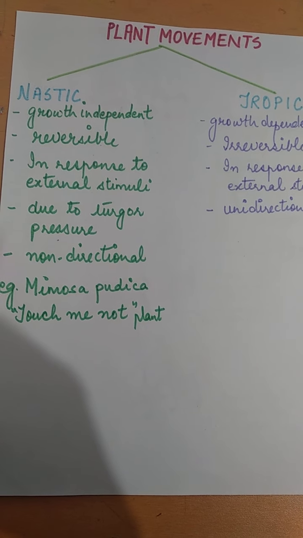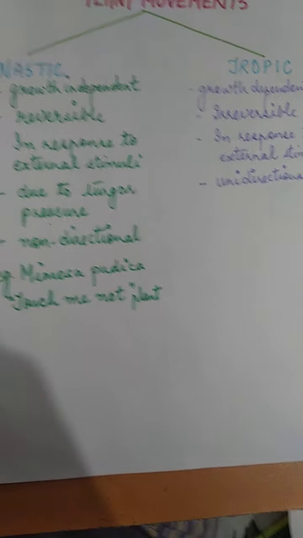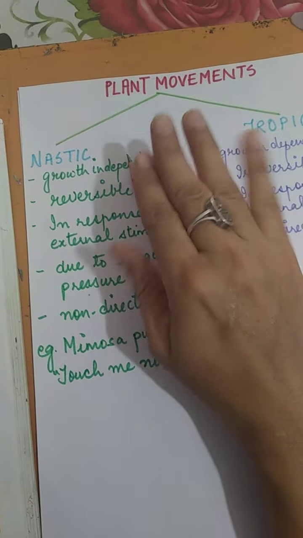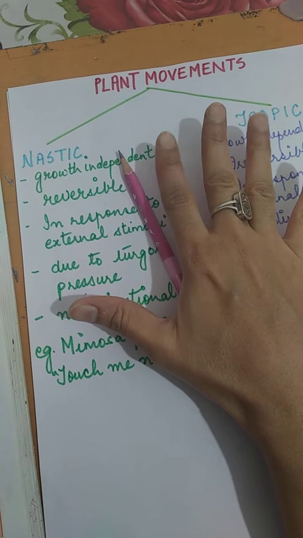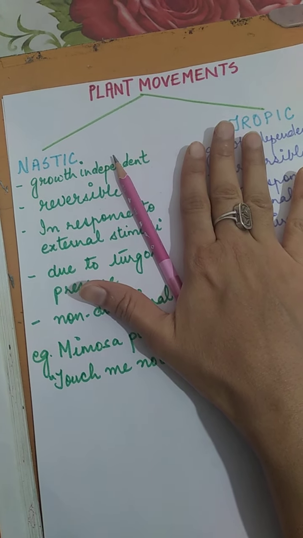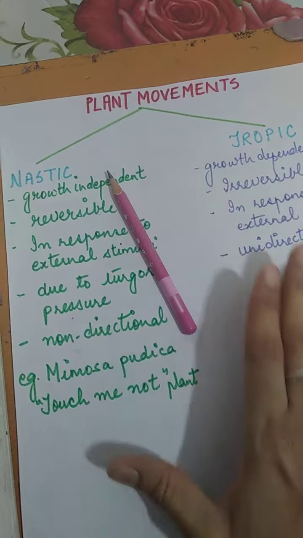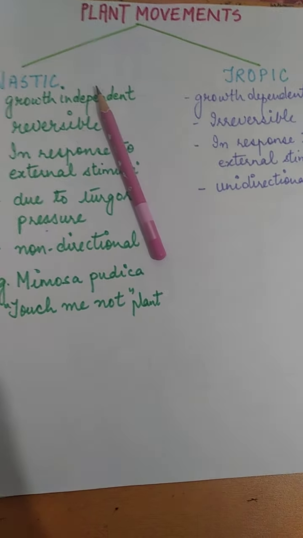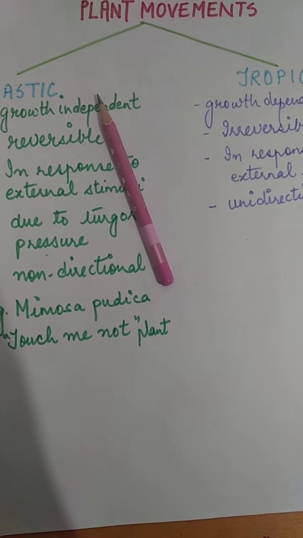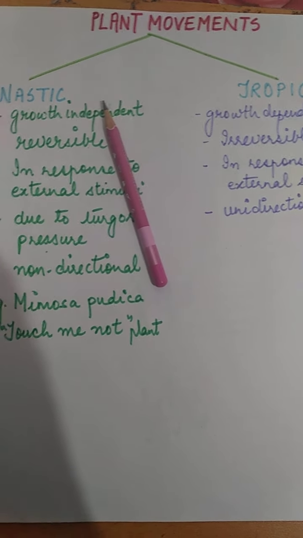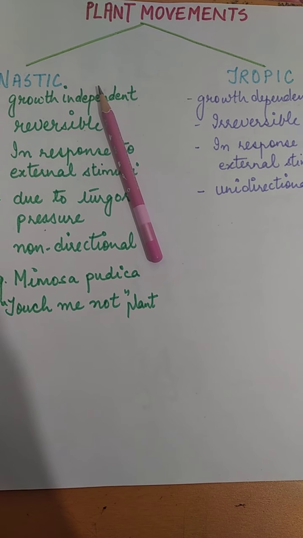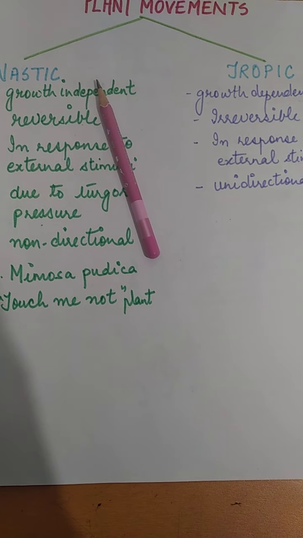But what happens in movements is simply movement, like if this is a hand, these are the movements of the fingers. My hand is still but the fingers are moving, so the whole organism doesn't move in movements. They are restricted to some portion of that organism. Now these plant movements are of two types. First is nastic movements and the other one is tropic movements.